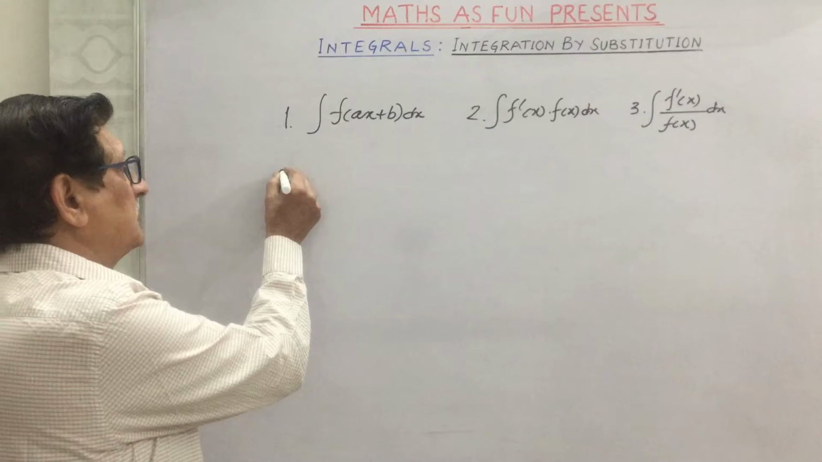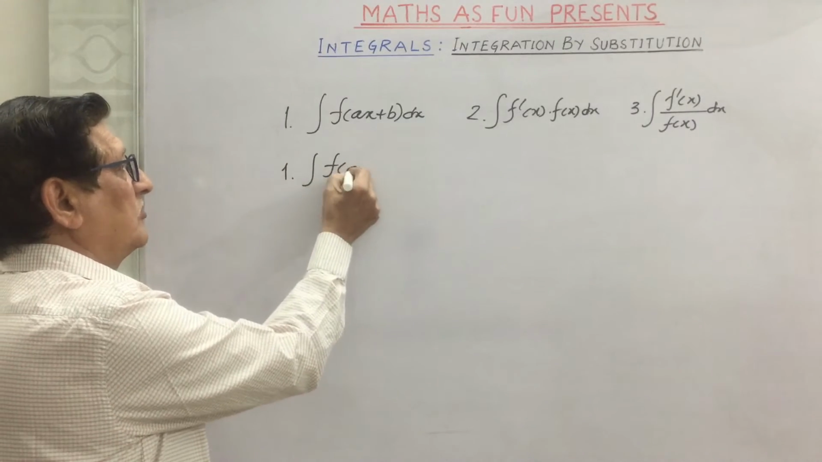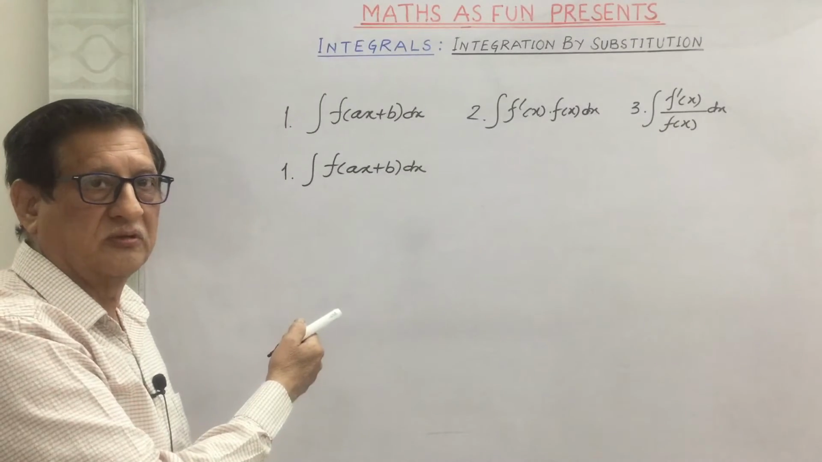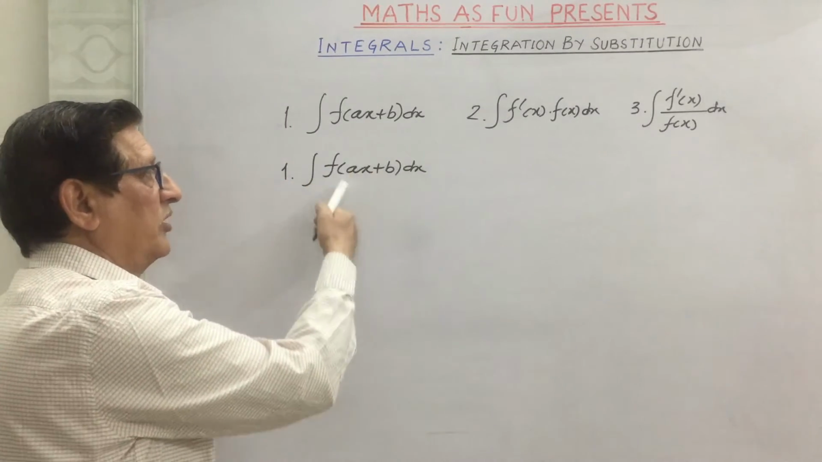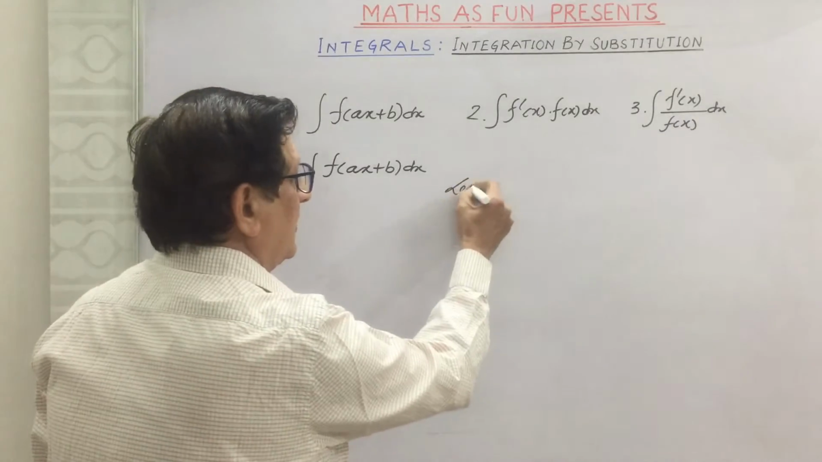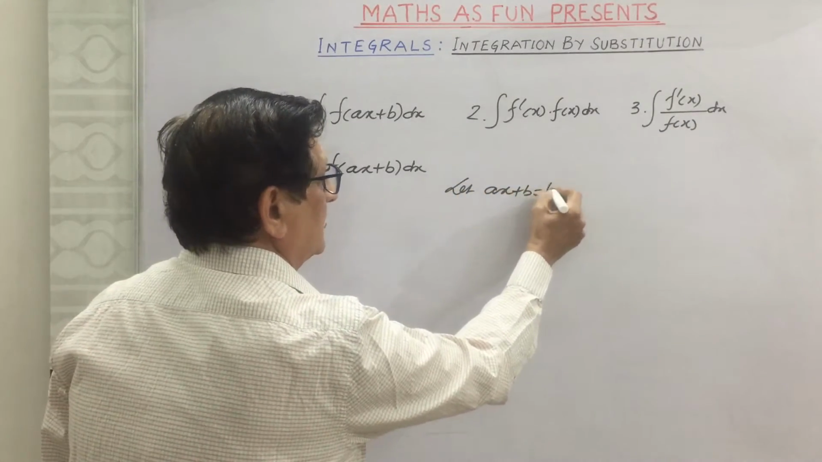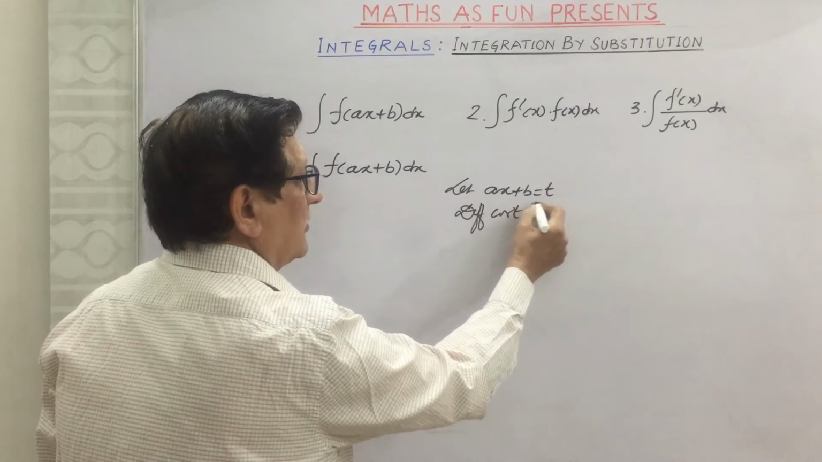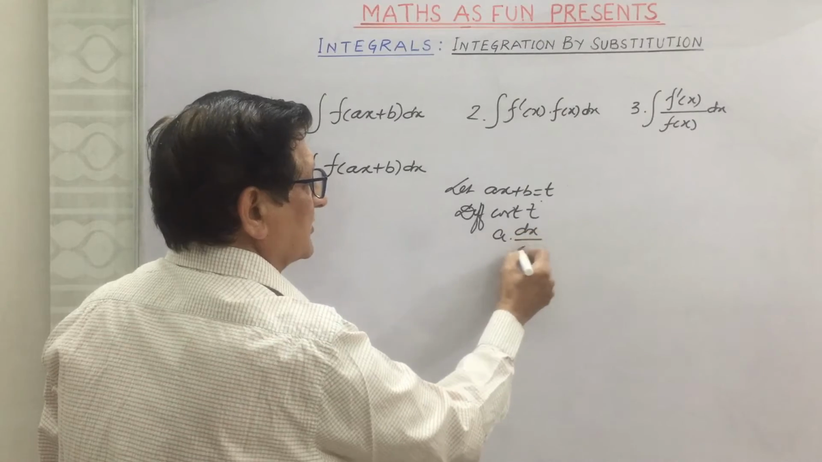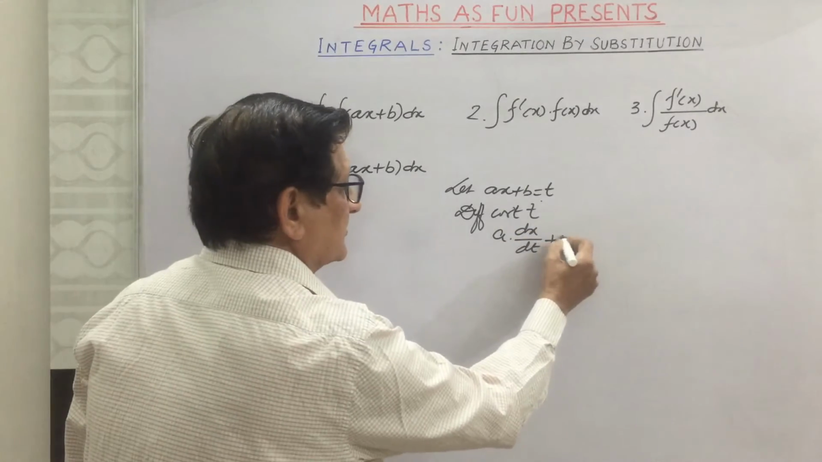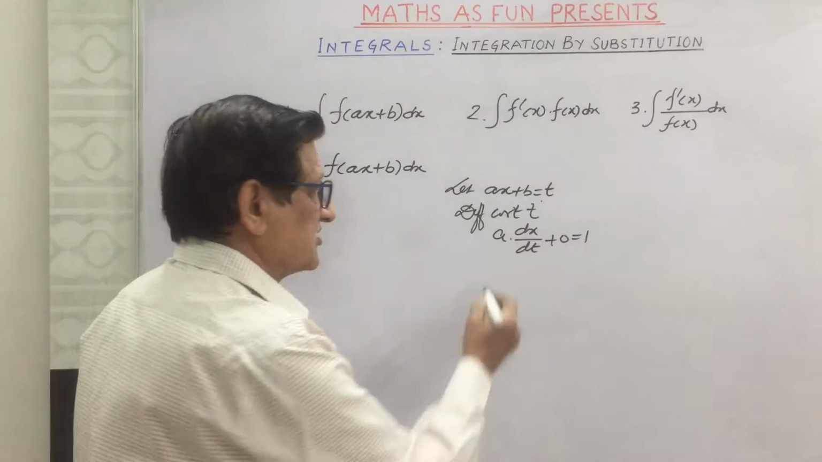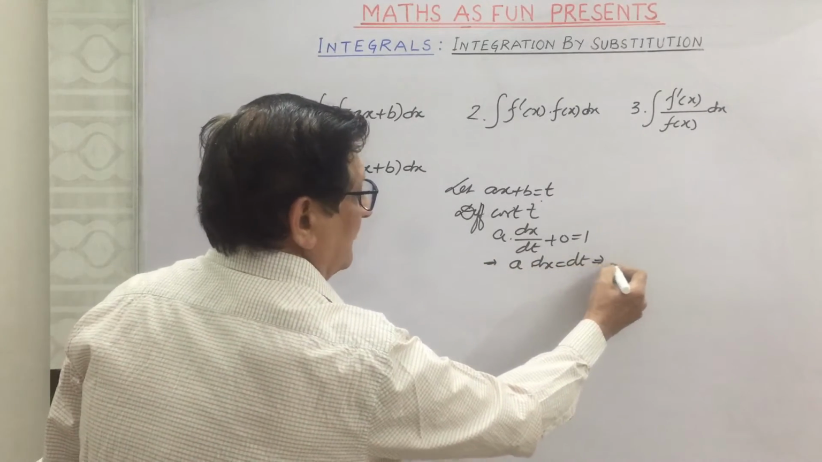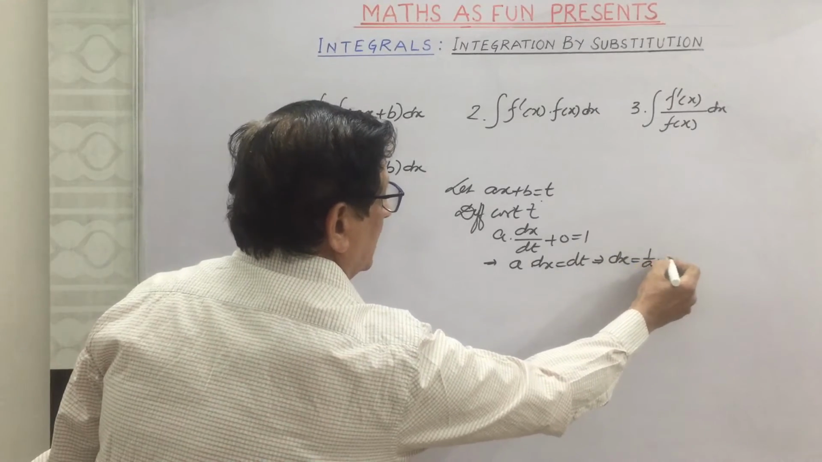To discuss the problem of the first type, integration of f of ax plus b dx, what do we substitute? We substitute t for ax plus b. So we write, let ax plus b equal to t. When we differentiate this with respect to t, we find a into dx by dt plus 0 is equal to 1, which gives us a into dx is equal to dt, or we can write dx is equal to 1 upon a dt.